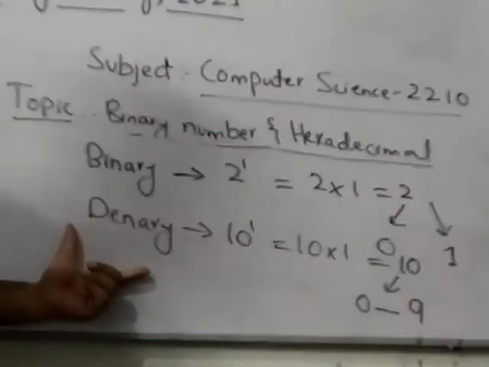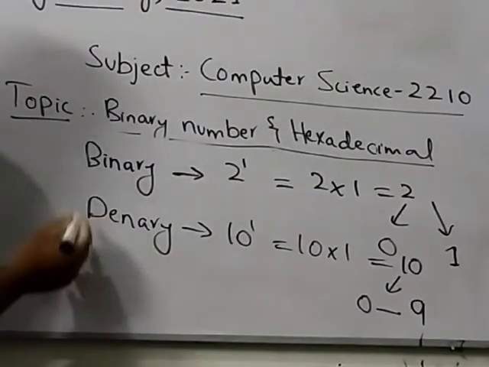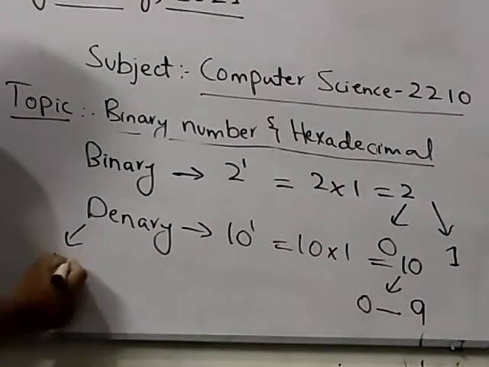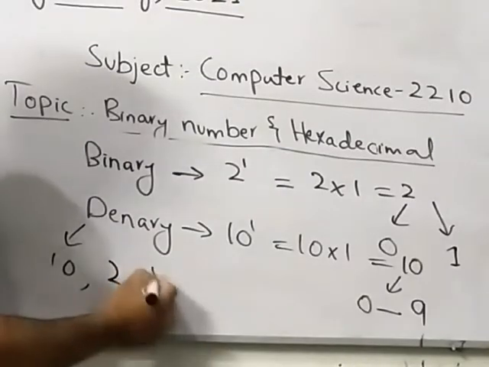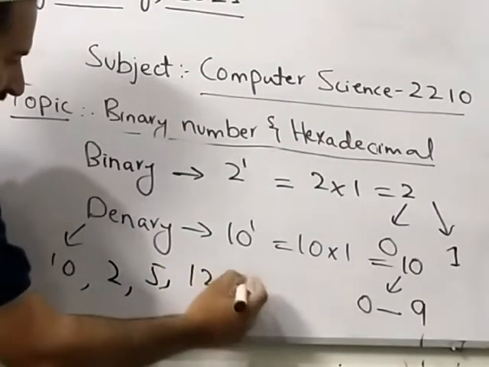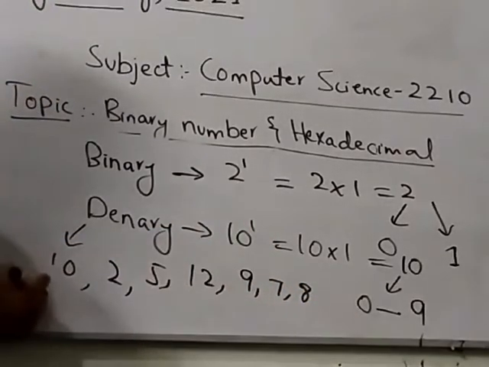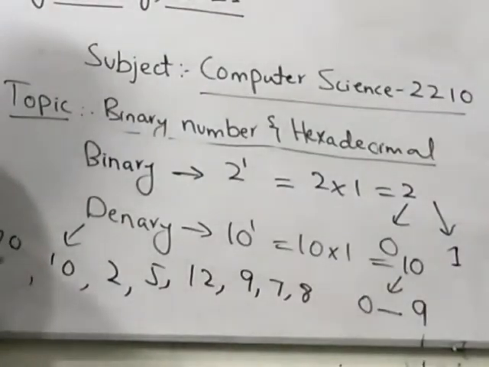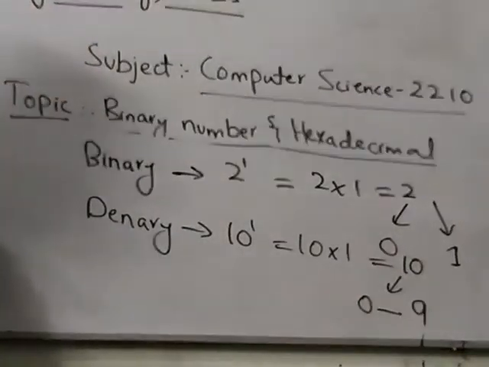And denary number is a base 10 number. What is a denary number? Any number is called a denary number. For example, this number, base 10. This 10 is called a denary number. So 2 is called a denary number. 5, 12, 9, 7, 8. These all are called denary numbers, and these numbers are base 10. Okay, now let's make a start.